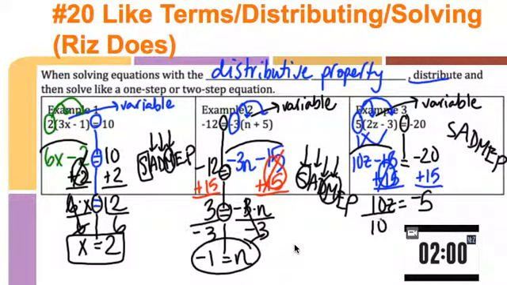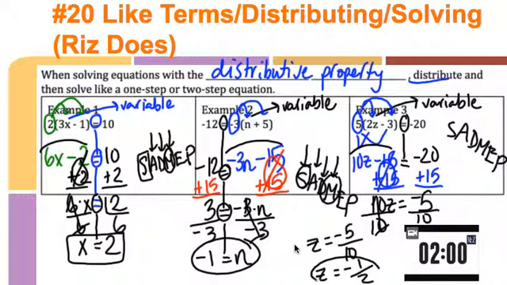I'm going to divide by 10, so that's the inverse operation of multiplication, which gives me z equals negative 5 over 10. Now I can simplify that to z equals negative 1/2.